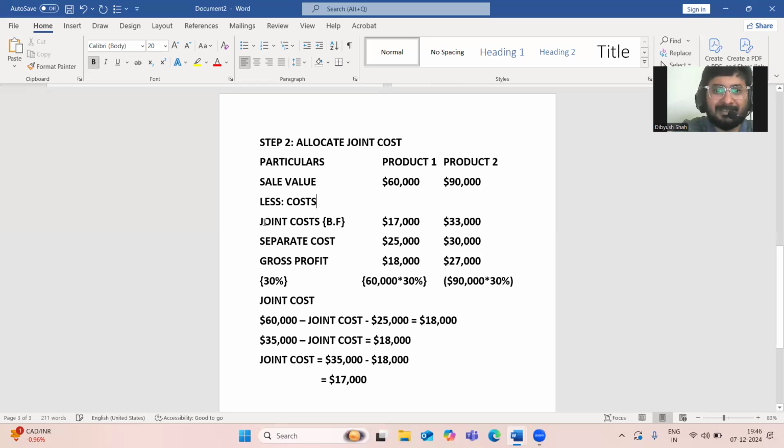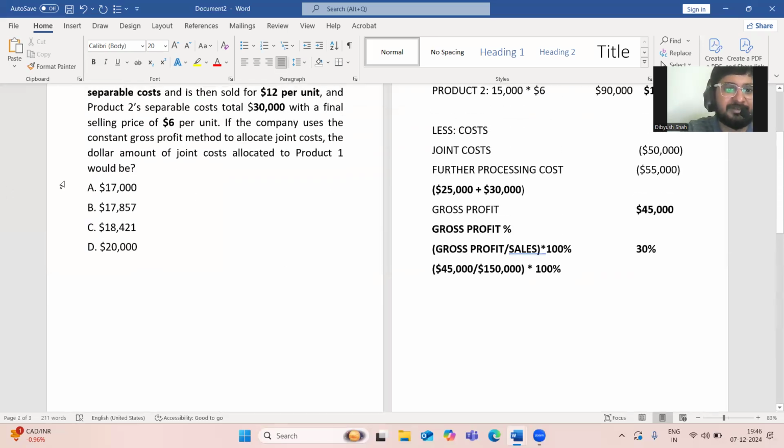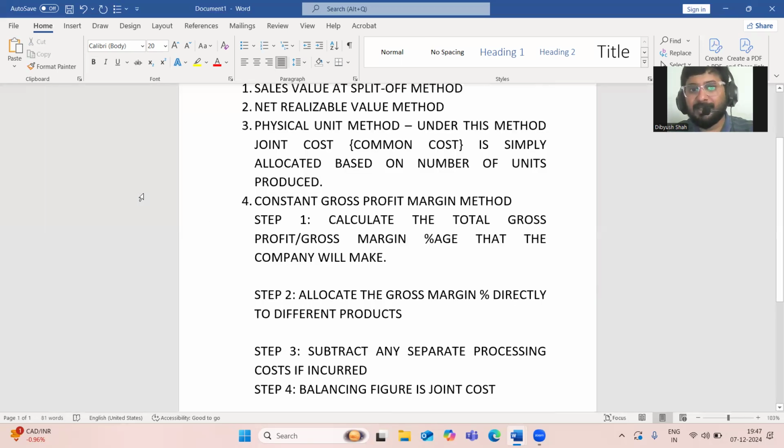Now in the question, they are asking for product 1, right? So $17,000 is your answer. Now look at this again. Now it might make a little sense to you. First step, calculate the total gross profit margin that the company will make. Second, directly allocate this margin to different products. Third, subtract if any separate processing cost is there. And fourth, the remaining figure, balancing figure, is your joint cost. So this is it for constant gross margin, guys. Physical unit is very simple. Just take the number of units manufactured.